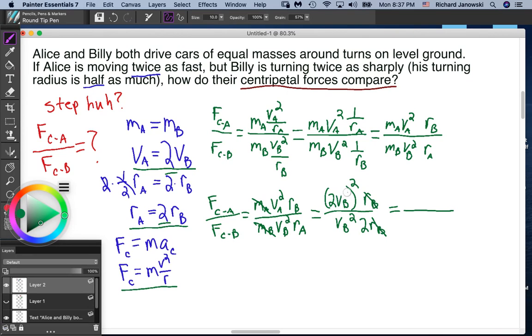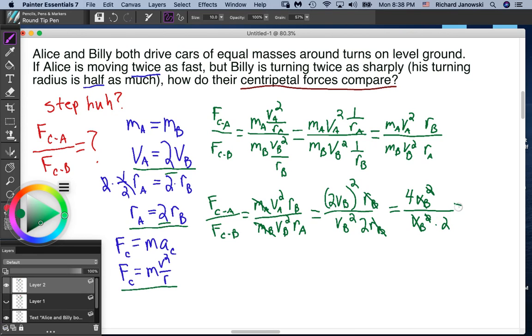So now, because of PEMDAS, I'll do this. So 2VB quantity squared gives me 2 squared, which is 4 VB squared on the top. And on the bottom, I have VB squared times 2. That 2 is still there. So does anything cancel? Yeah. VB squared and VB squared cancels now.